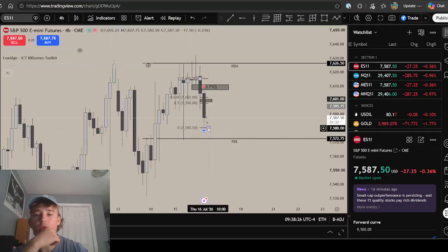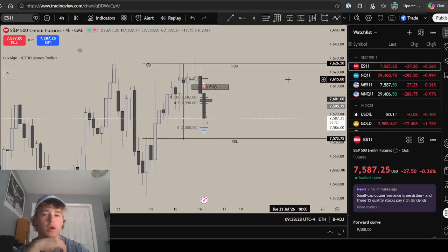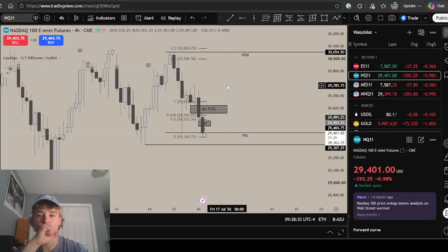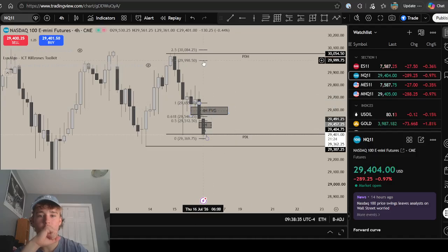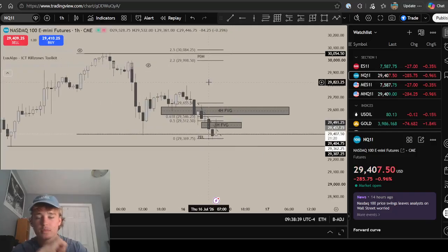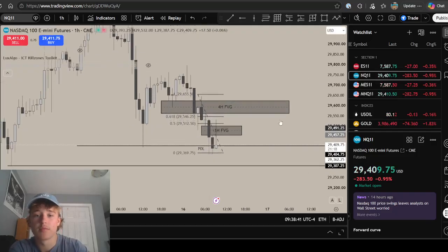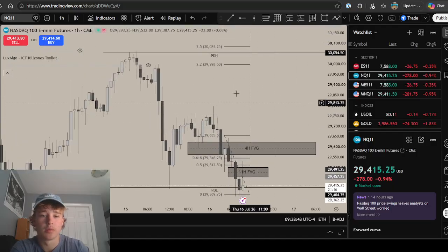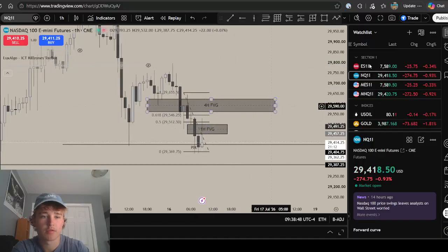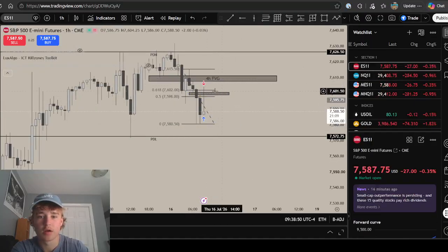On the 4 hour, we are also moving down. I marked out our 4 hour fair value gap. Same as NQ, we were very bullish, and I marked out a 4 hour fair value gap. Then we step down to the 1 hour time frame, where we were very bullish. I marked out our 1 hour fair value gap, and the same right here, a 1 hour fair value gap.